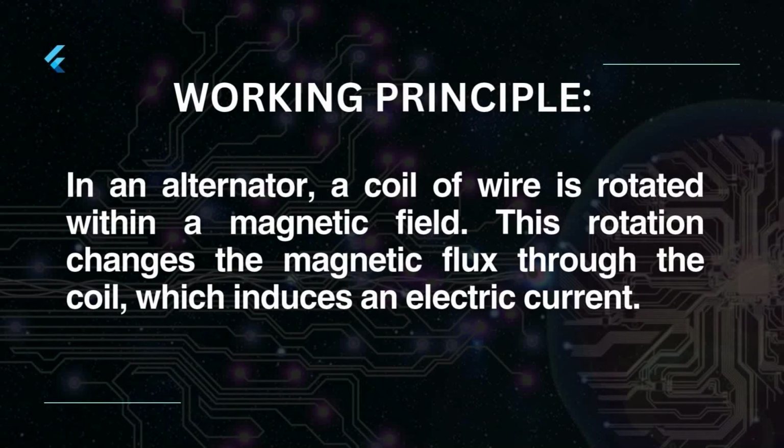Now, what is the working principle of AC generator? In an alternator, a coil of wire is rotated within the magnetic field, and this rotation changes the magnetic flux through the coil, which induces an electric current. The change in direction of the current occurs naturally as the coil rotates, producing alternating current. The frequency of the AC depends on the speed of the rotation of the coil.